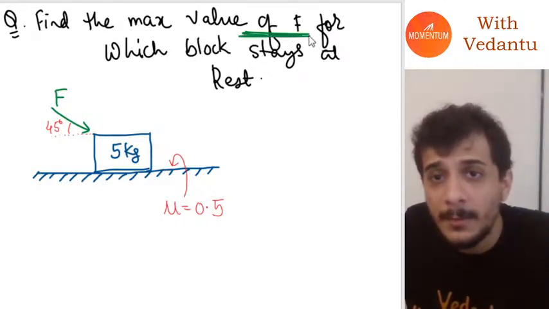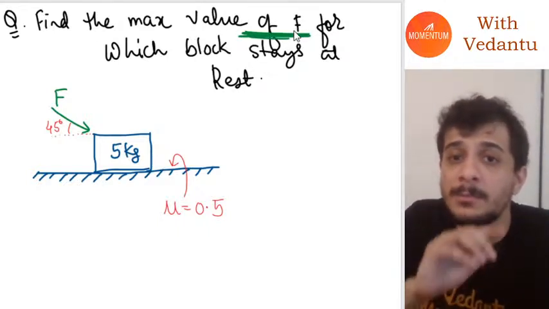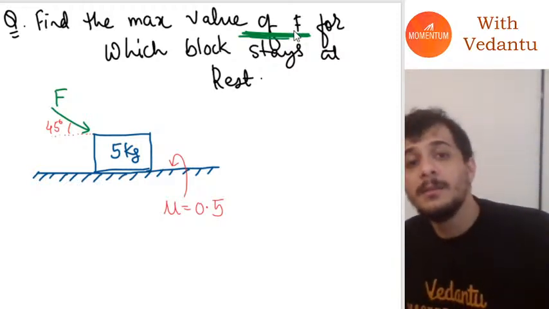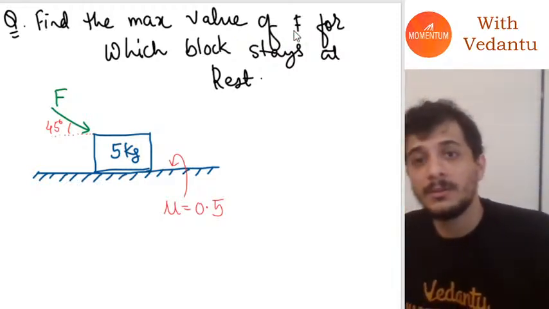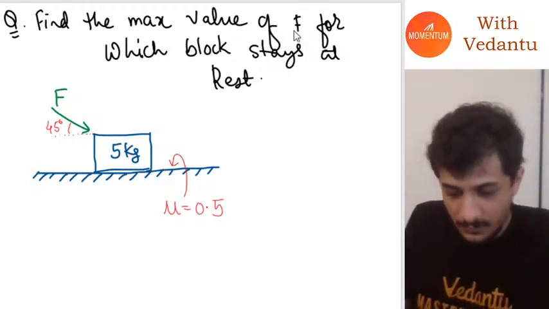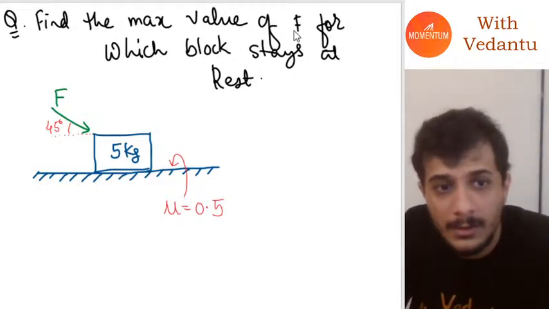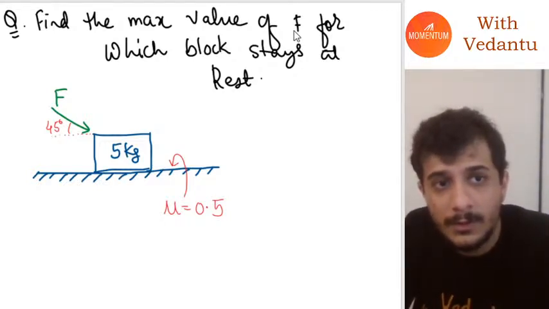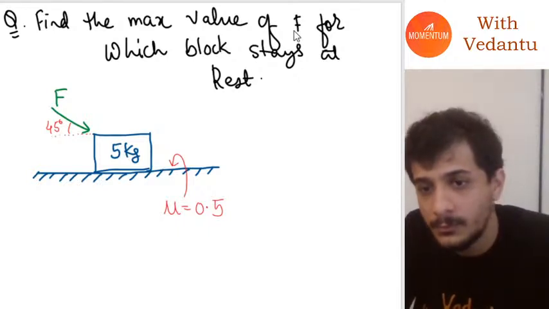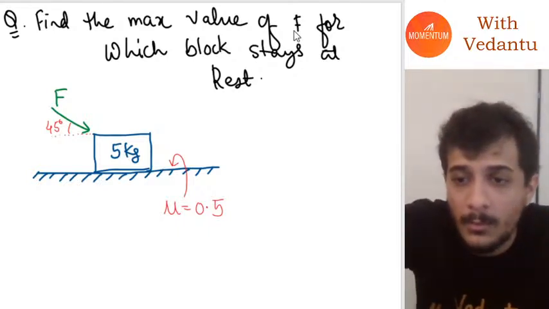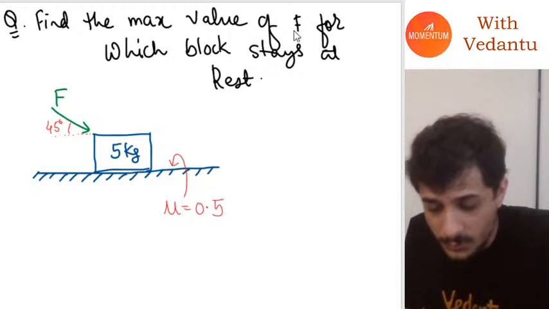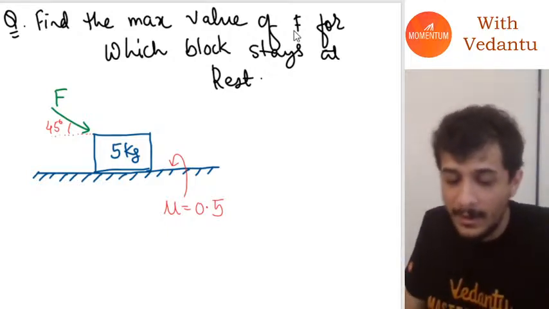This is a good question. Find the maximum value of f for which the block stays at rest. Guys, how to do this? Tell me right now how to do this.